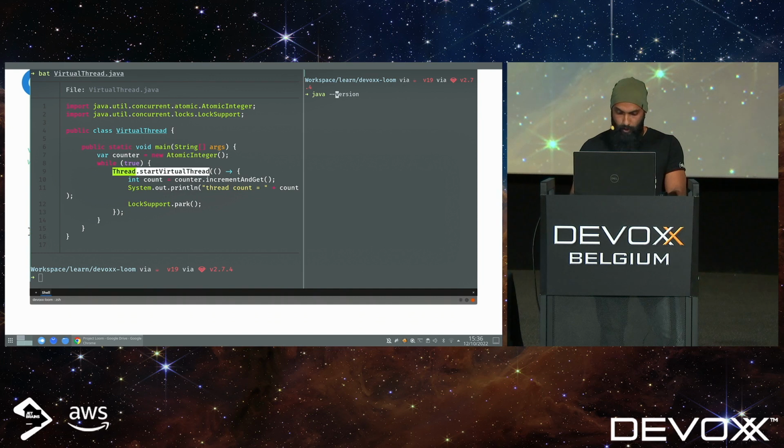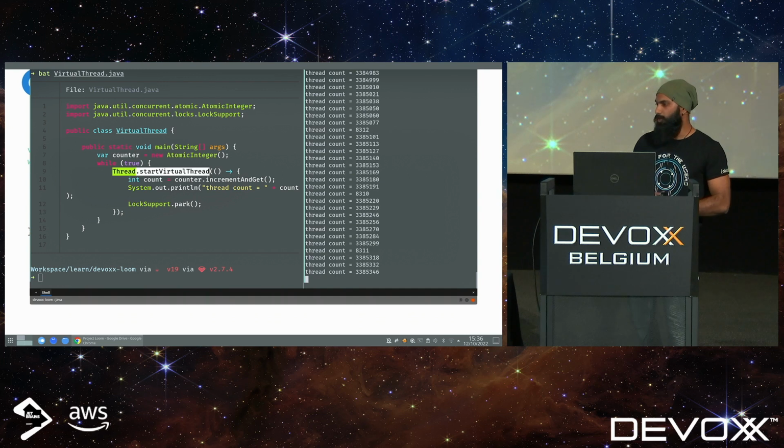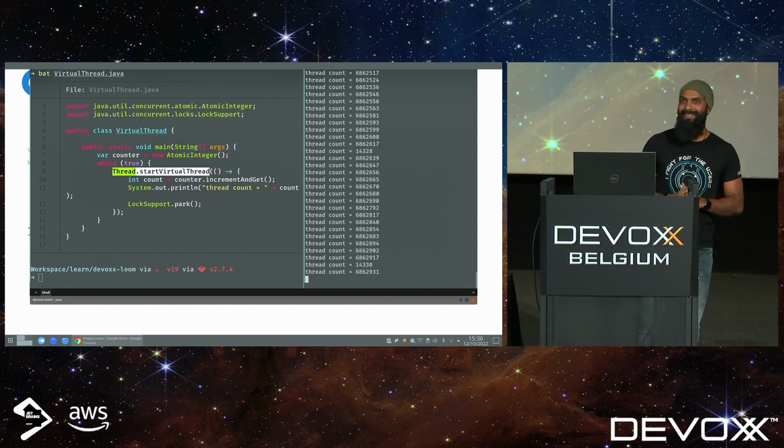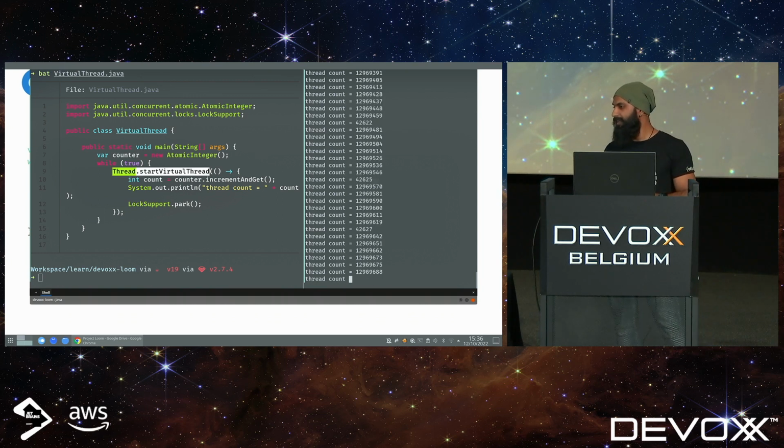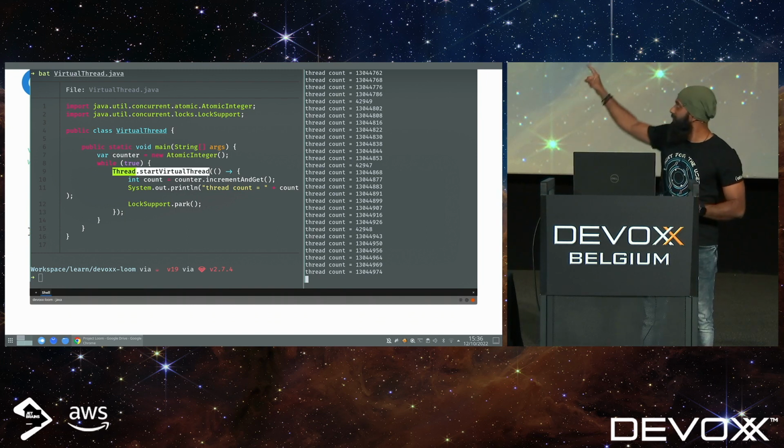So here I would have to pass in the enable preview flags. And I would also have to pass the source 19 flag for this to work. So immediately you can see the numbers. Those were in 32 like thousands, and immediately we are in millions. So it didn't crash, but it did slow down, right?